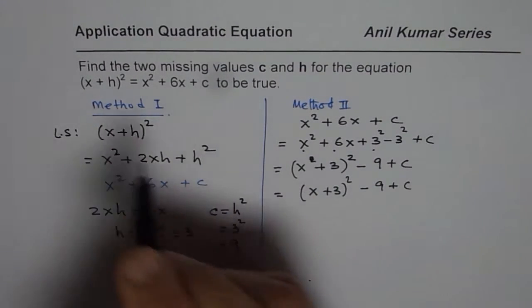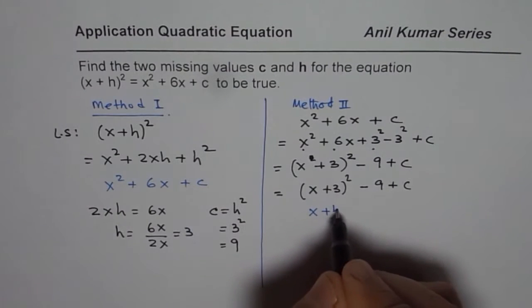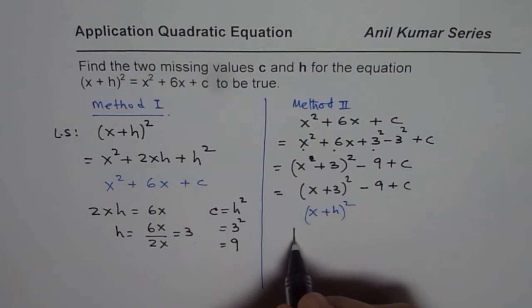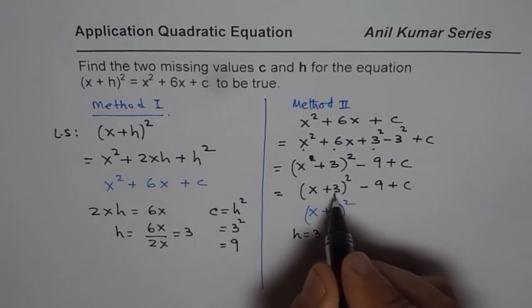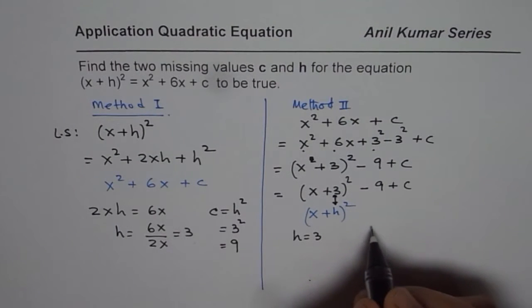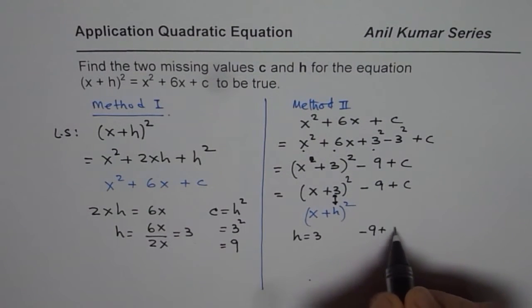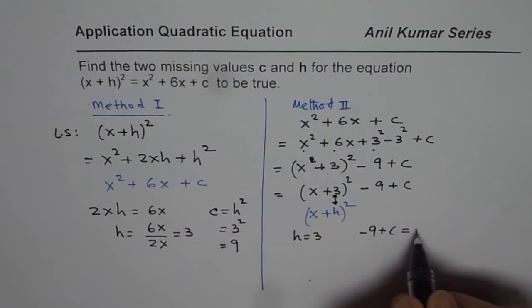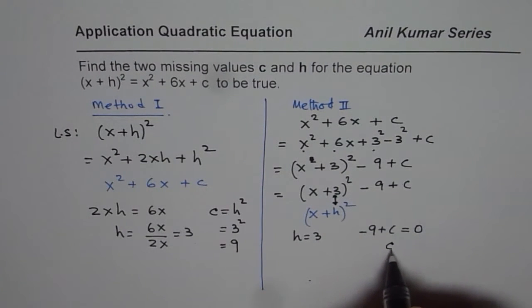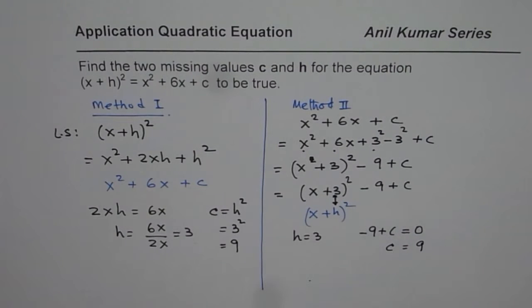Let's compare it with (x plus h) whole square. What do we get? If we compare that, we get that h is equal to 3, right, straight. And this part, which is a constant, minus 9 plus c, should be equal to 0, right? Because this is (x plus h) whole square, correct? So from here we can say c is equal to 9. So we get exactly the same answer. Do you see that?